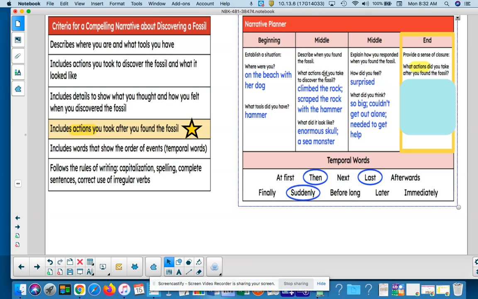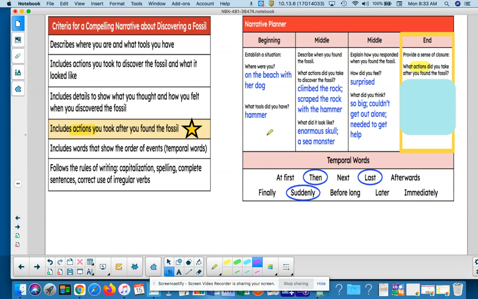The middle, describe when you found the fossil. So what actions did I take to find the fossil? I had to climb the rock, scrape the rock with my hammer. Do you notice how my tools match the action, the scraping with a hammer? I am writing that I have a hammer here, and I'm telling you that I scraped the rock with the hammer. I didn't say I scraped the rock with a pickaxe or I used a shovel, because that would not match. We want to make sure our notes match and they tell a story. And the action in my middle is climbing and scraping.